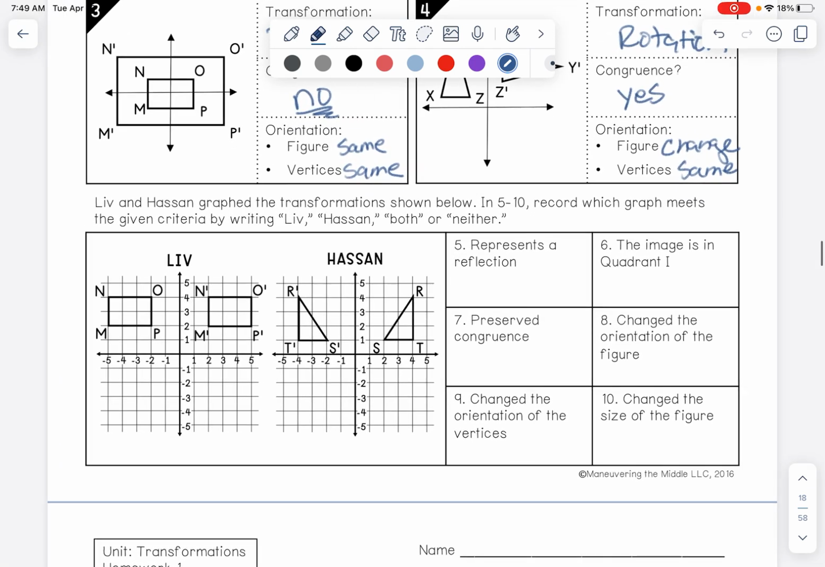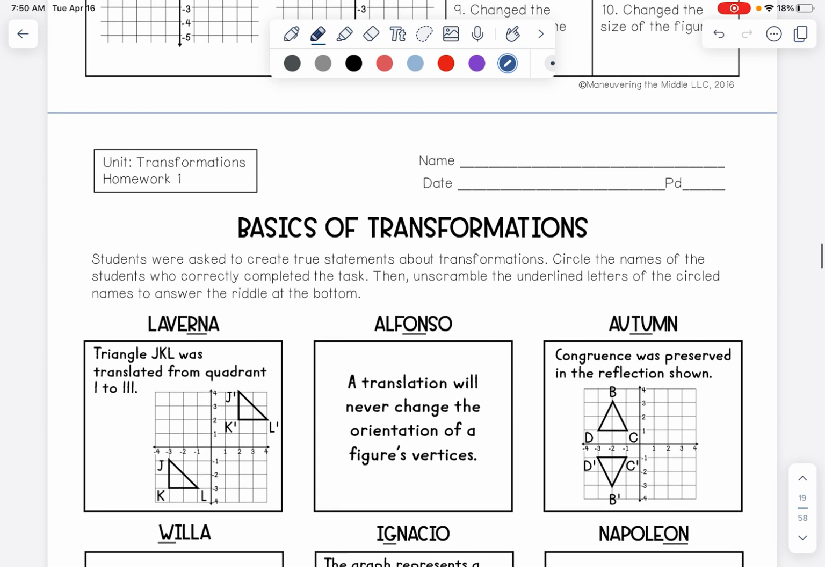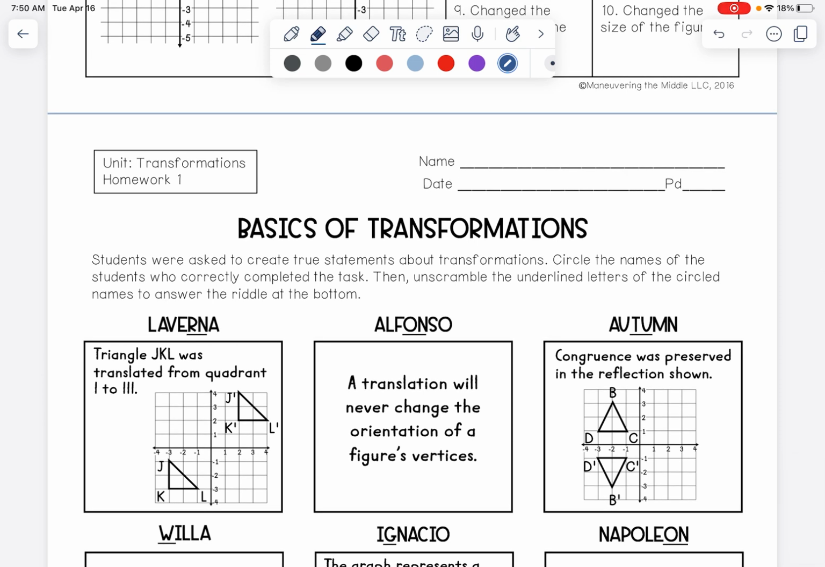So you're going to pause and do numbers 5 through 10. And then on your own, when you're finished, check Schoology for your next assignment.